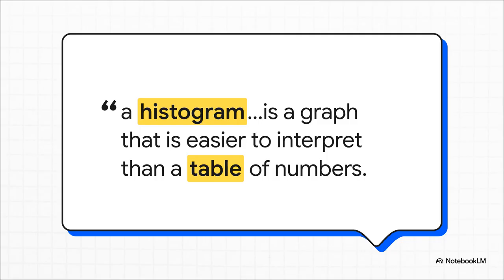Look, you could organize all that data into a table, right? Group the times into different buckets. And that's a decent first step. But a histogram, oh man, it does something that feels almost like magic. It turns that boring table into a picture. And our brains are just wired to understand pictures. We can spot patterns in a split second that a table of numbers would hide from us completely.